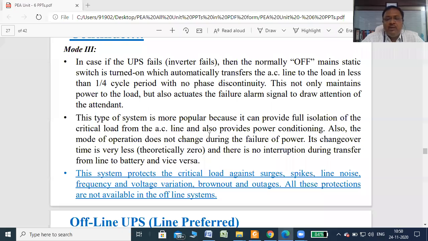Anyone? See, this is most important. That's why I'm asking, because you should know how much time is required to turn on the switches. It's a UPS, so there is no discontinuity in the power supply, no phase discontinuity. Within the same phase, the main switches turn on if the UPS fails. That time period is given as a 1/4 cycle period. It means how much time?